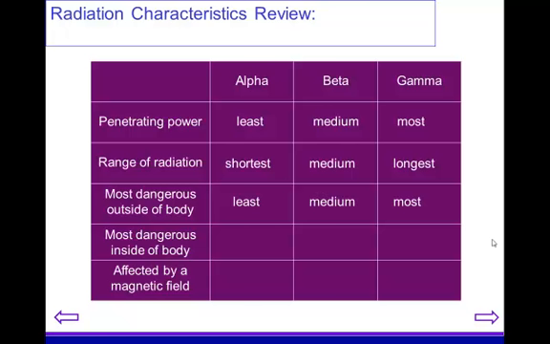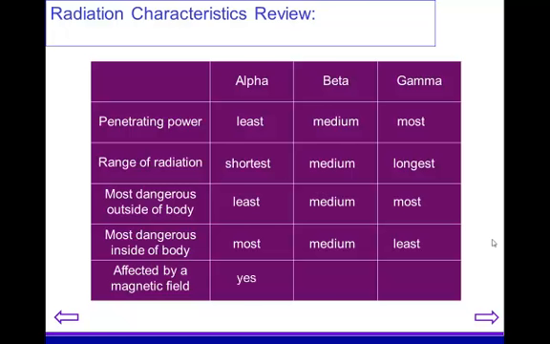However, it switches around inside the body, because inside the body we're looking at how much likelihood there is of it actually ionizing, so it's the radiation striking something and causing a change of some sort. So suddenly alpha radiation inside the body becomes the most dangerous, beta radiation becomes of medium danger, and gamma radiation becomes the least dangerous because it's likely to just pass straight through us and have no contact whatsoever.